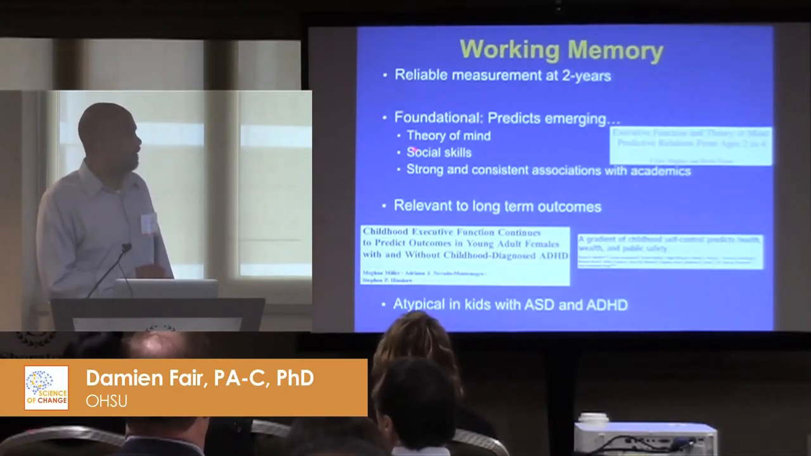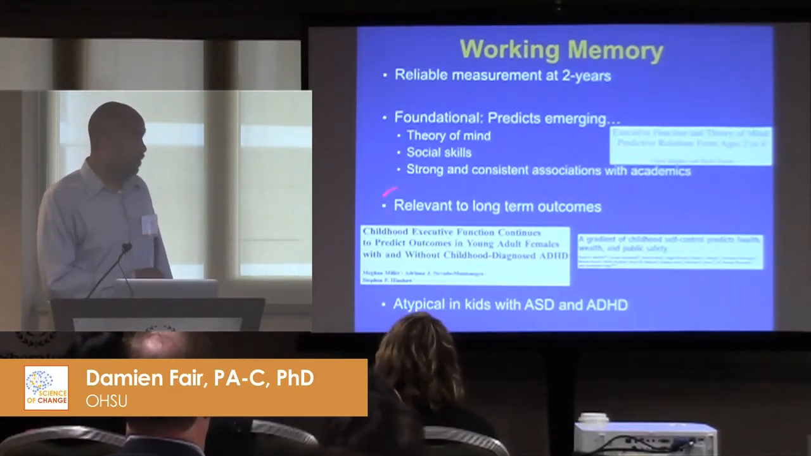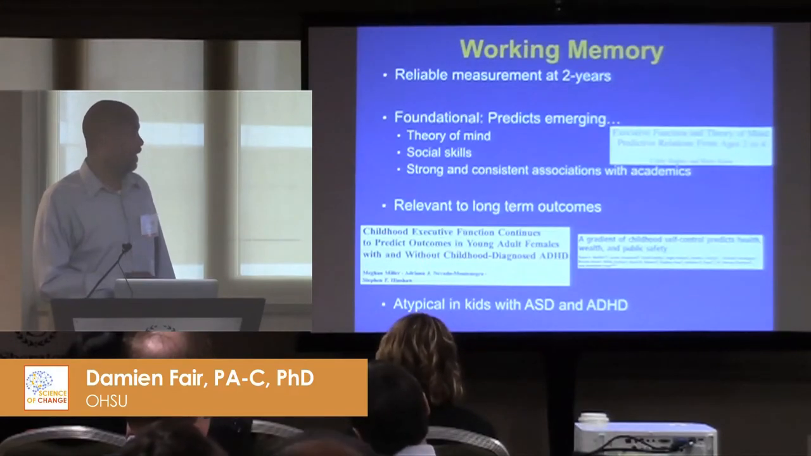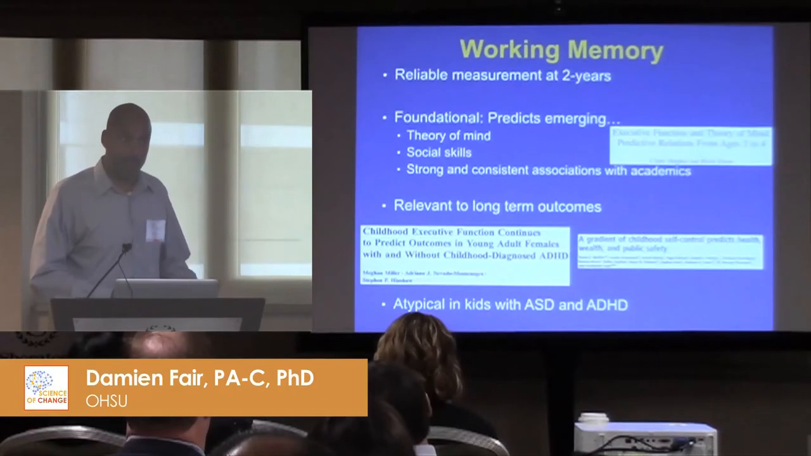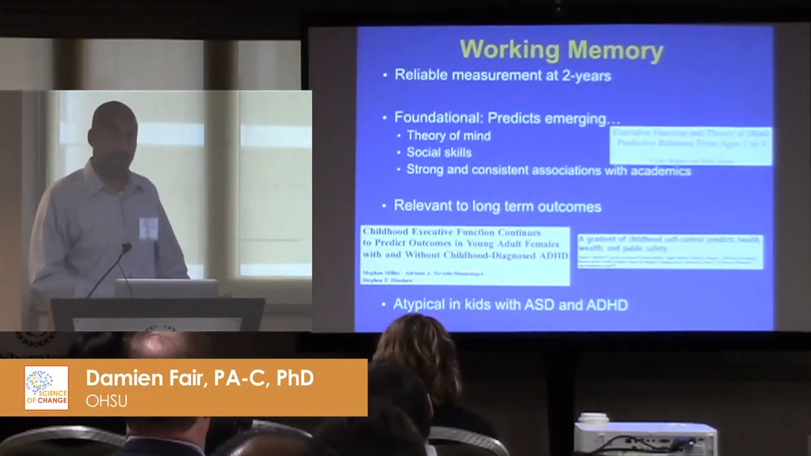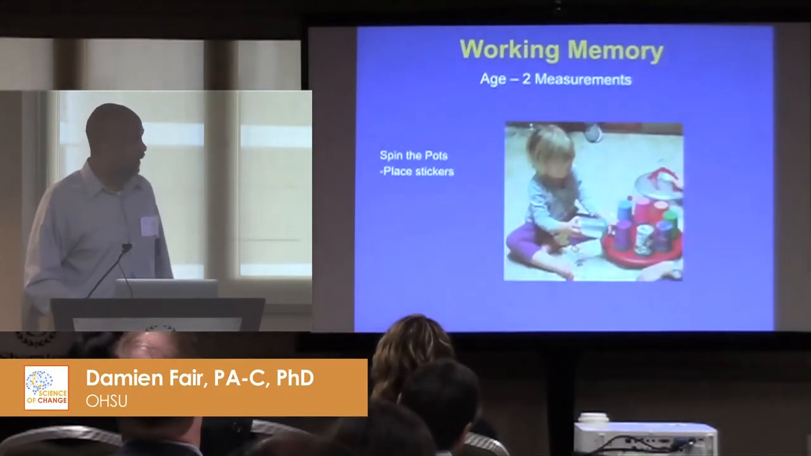It predicts lots of emerging skills like theory of mind and social skills. It's highly associated with academics. It's relevant to long-term outcomes: ADHD, schizophrenia, autism. Again, lots of disorders that are highly related to the substance disorders we study. And again, we can measure it at age 2.